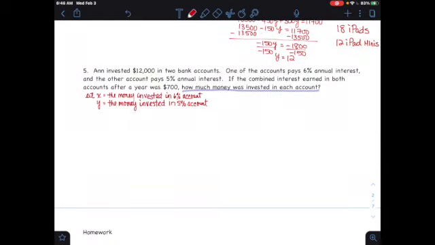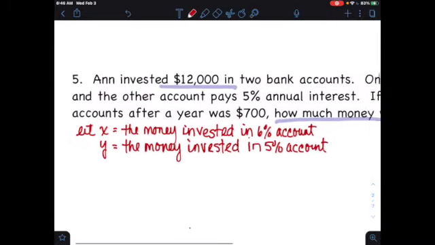So now let's talk about setup. Ann invested $12,000. So that will be your first thing. Money invested in 6% and money invested in 5% together equals $12,000. So let's write that down. X plus y equals 12,000.